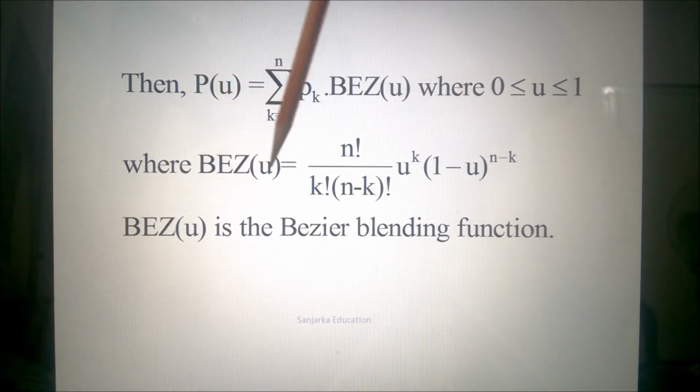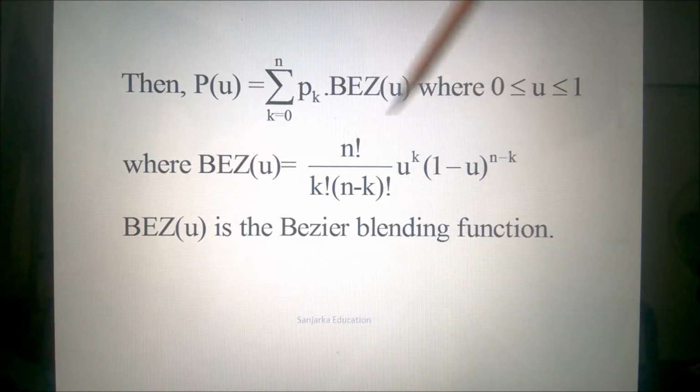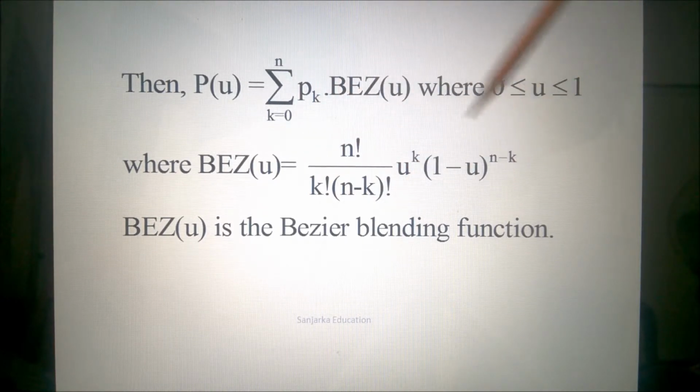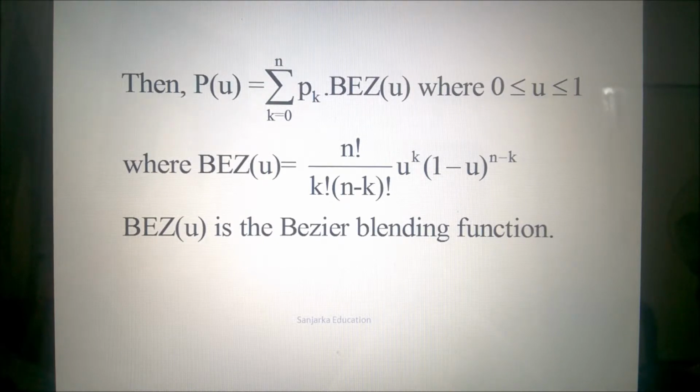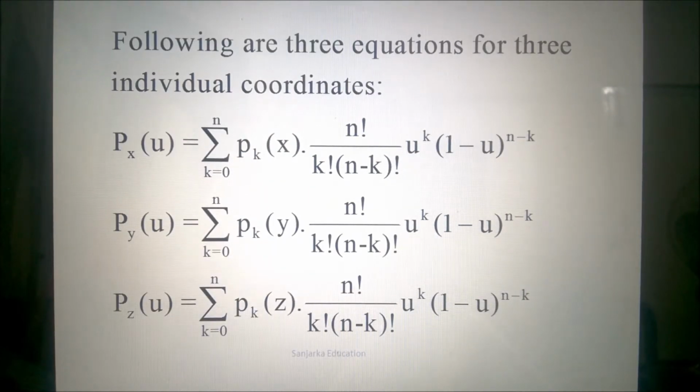Next, you can see the Bezier equation itself. This is the expansion of the Bezier blending function, and here u will vary from 0 to 1. Already I said this is an equation where the x coordinate, y coordinate and z coordinate are all combined. But to show it in detail, we show the following three equations for the three individual coordinates. Now, this is what it means.